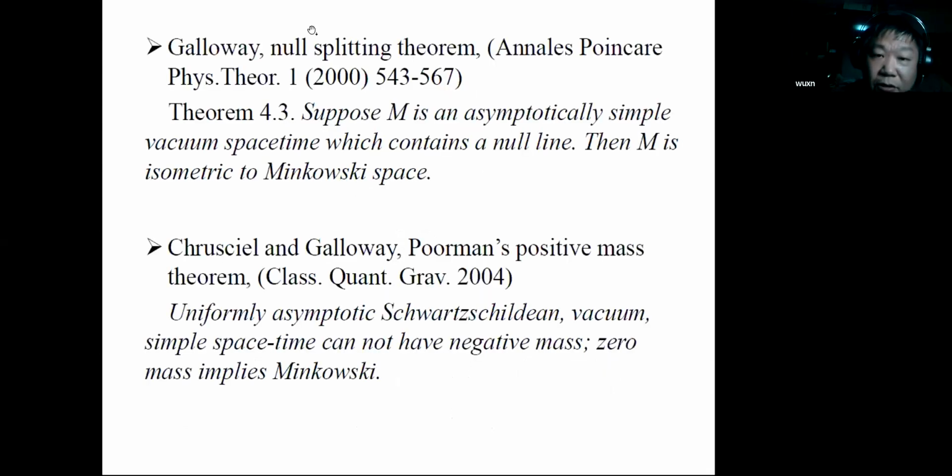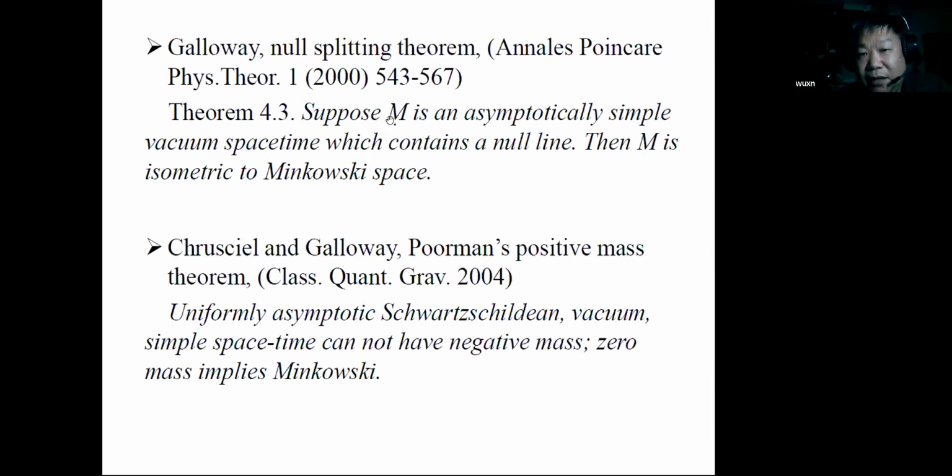And in 2000, Galloway got a very interesting result. He calls it the null splitting theorem. That is an analogous thing. You can see it is a Lorentzian version of the splitting theorem of Riemannian geometry. And based on Galloway's result, he can get a very important corollary, just like this.